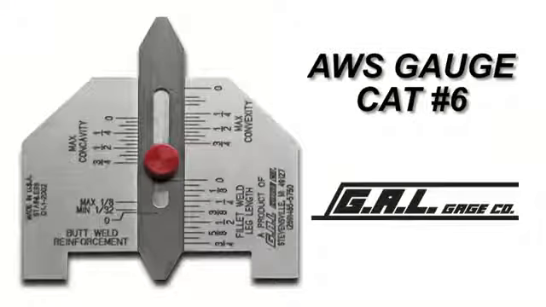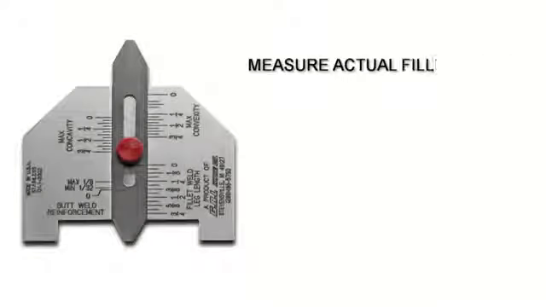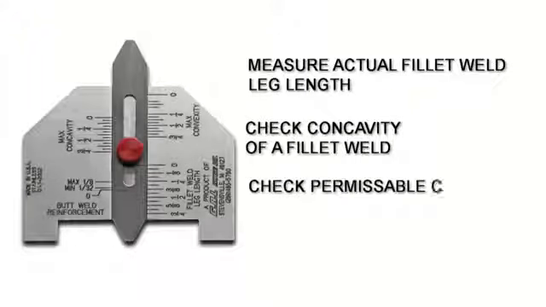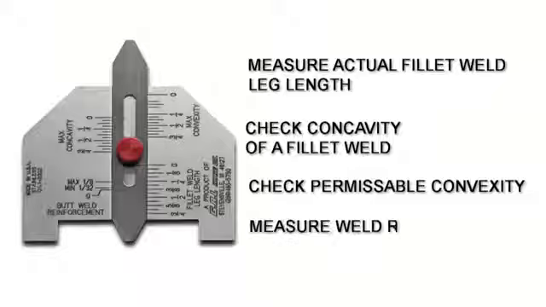The AWS gauge, or Automatic Weld Size Gauge, performs several functions similar to the Cambridge gauge. With this gauge, you can measure actual fillet weld leg length, check concavity of a fillet weld, check permissible convexity, and measure weld reinforcement.